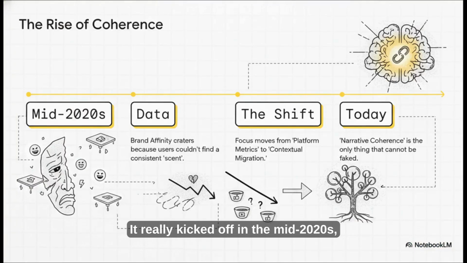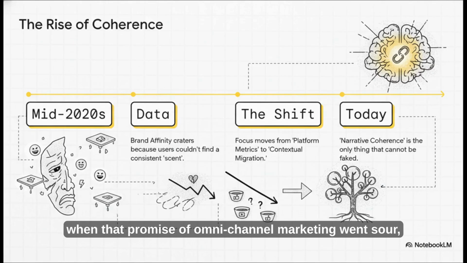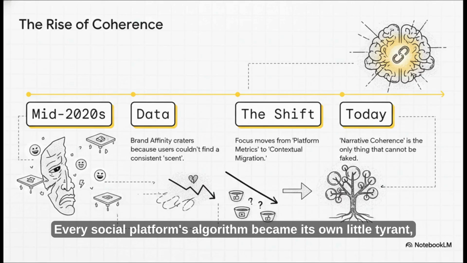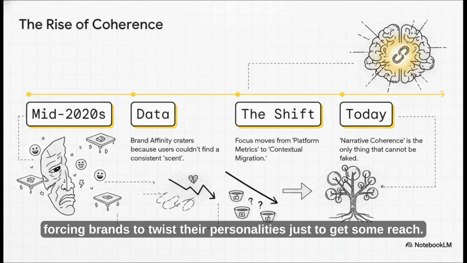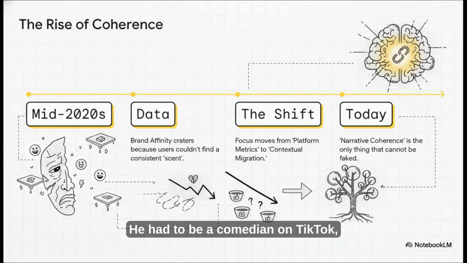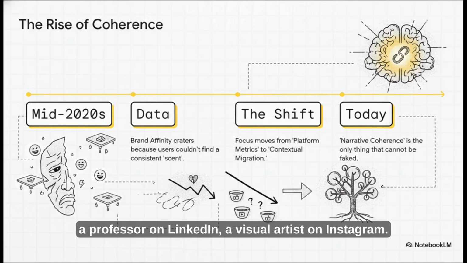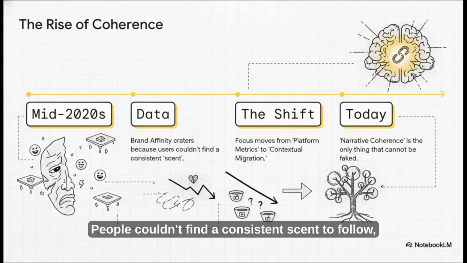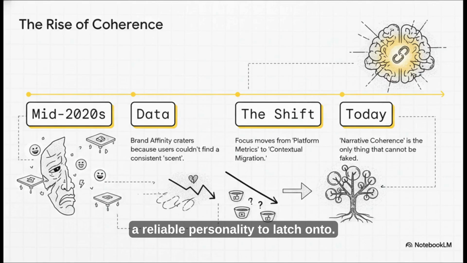It really kicked off in the mid-2020s when that promise of omnichannel marketing went sour, became more like messy channel. Every social platform's algorithm became its own little tyrant, forcing brands to twist their personalities just to get some reach. You had to be a comedian on TikTok, a professor on LinkedIn, a visual artist on Instagram. And the data that followed was, well, it was alarming. Brand affinity, that deep loyalty, it started to crater. People couldn't find a consistent scent to follow, a reliable personality to latch onto.